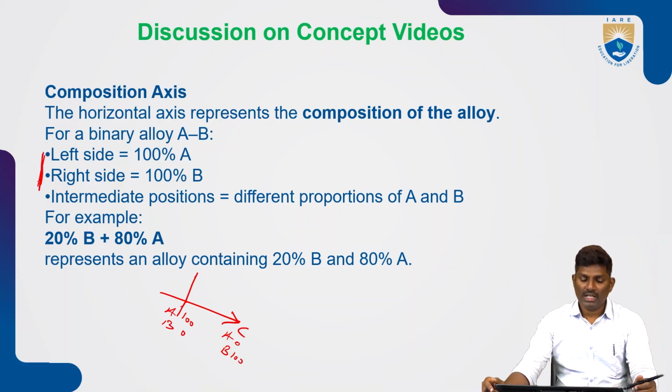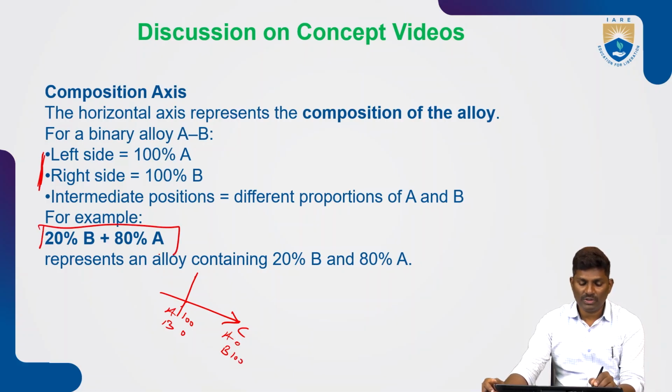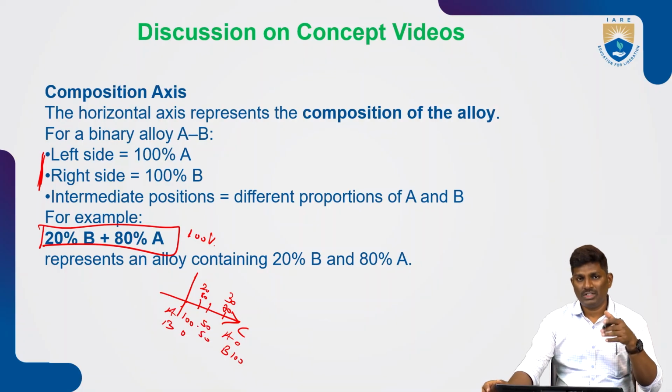So at any point, if you try to find out the value, it should be equal to 100%. Like that you need to distribute. So this is some 20, 80. Here you will get some 30, 70. Here you will get some 50, 50. So this is the distribution of the composition of the alloying system at the x-axis.